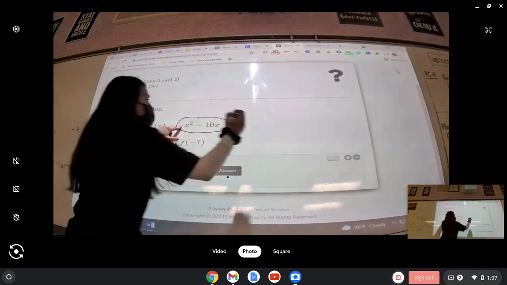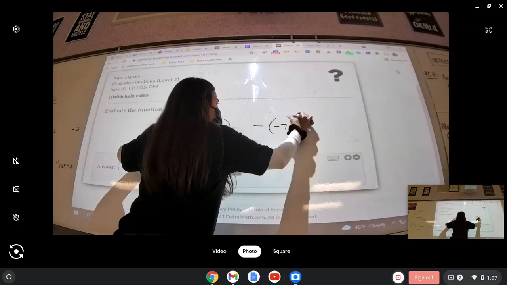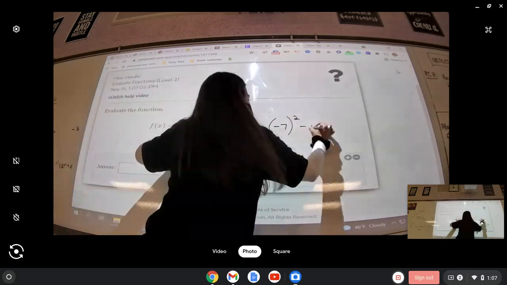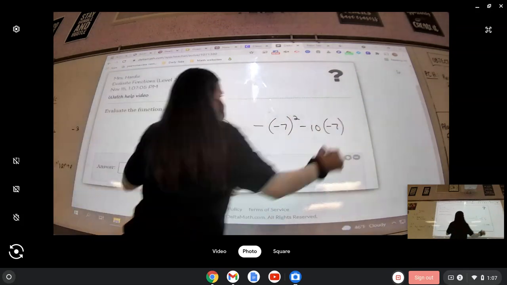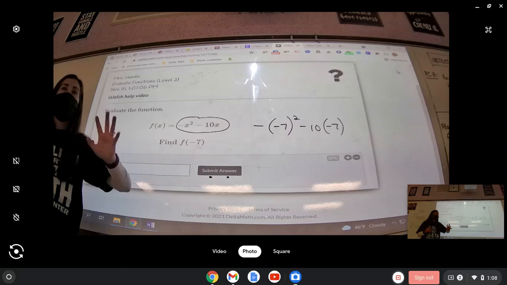So guys, that negative is part of the function. Then we plug in -7 and we square it. Then we -10 and we times it by -7. I have said this over and over again: if you plug that into your calculator and hit enter, it will do the entire thing for you. However, I still think that if you are on an Accuplacer test, it wouldn't give you a calculator for that, so you should know how to do it. So on the quiz, I would plug it into my calculator just to make sure you're right.